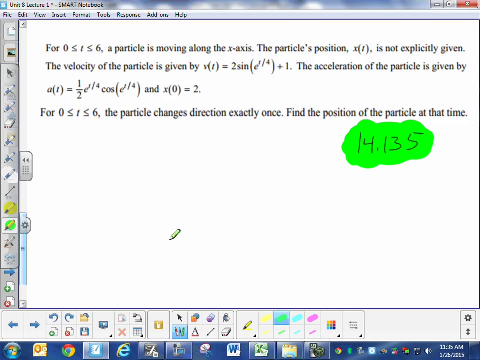Who can figure it out? Nobody yet. It's exactly 14.135. If you're close to it, nope, doesn't count.